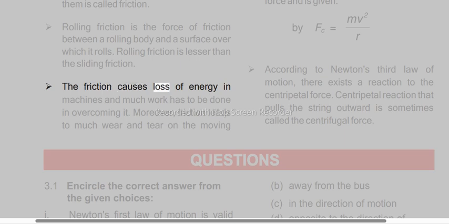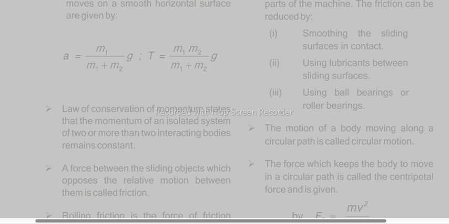The friction causes loss of energy in machines and much work has to be done in overcoming it. Moreover, friction leads to much wear and tear on the moving parts of the machine. The friction can be reduced by: 1. Smoothing the sliding surfaces in contact. 2. Using lubricants between sliding surfaces. 3. Using ball bearings or roller bearings.